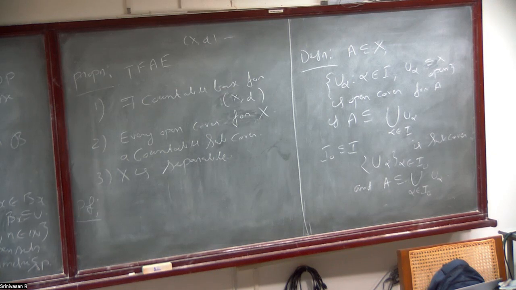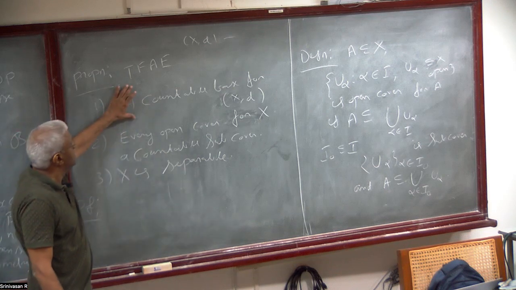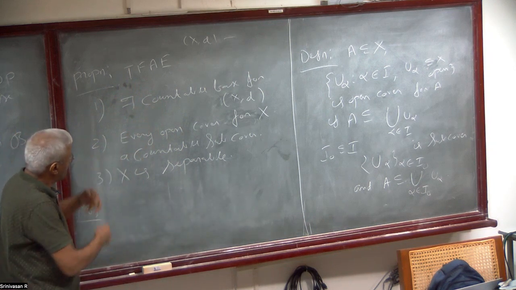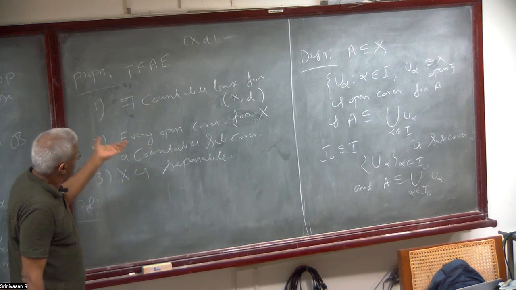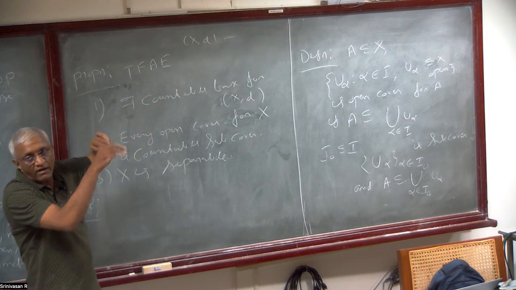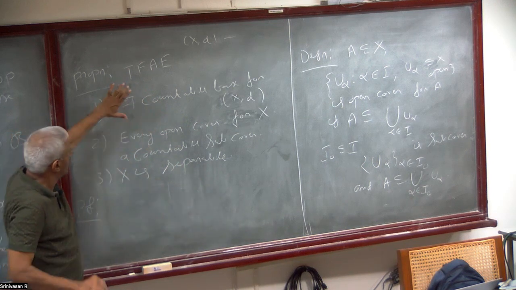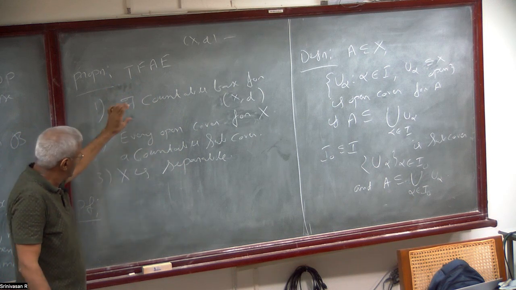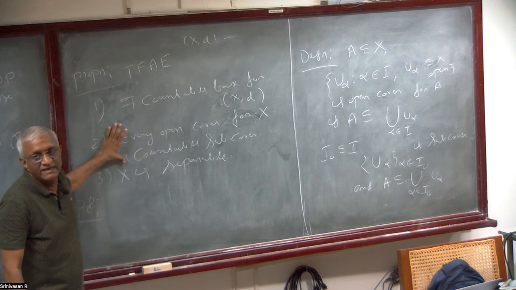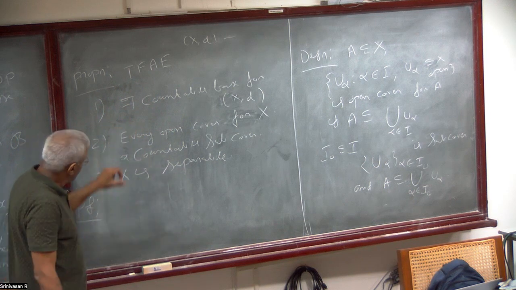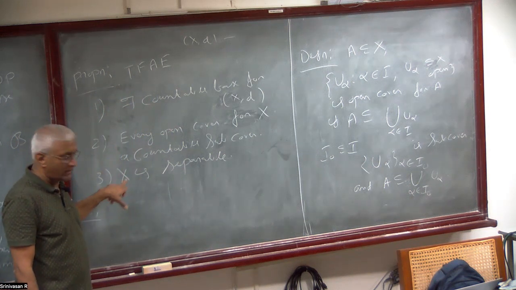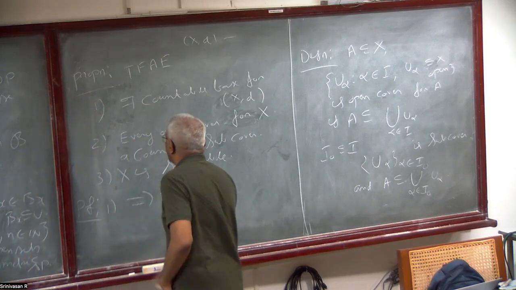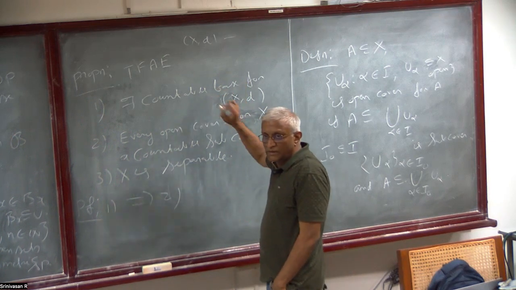So we assume there is a countable base for this. That is, there is a countable collection of open sets that generate all open sets. Any open set can be written as a union of those sets. That is number one. Then, assuming this, we want to prove that every open cover has a countable subcover. Then from 3 to 1, we want to prove. So 1 to 2, we want to prove. So we are assuming there is a countable base for that.